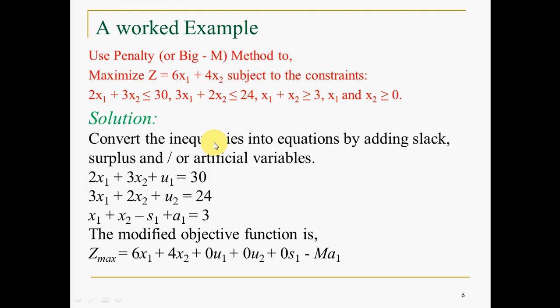Hence the method is called big M method. It is a huge value. Minus M is the coefficient of artificial variable. Please note that a1 is the artificial variable, and minus M is the coefficient of that particular artificial variable. This is the standard form of objective function in case of using big M method. Minus M is the coefficient of artificial variable.